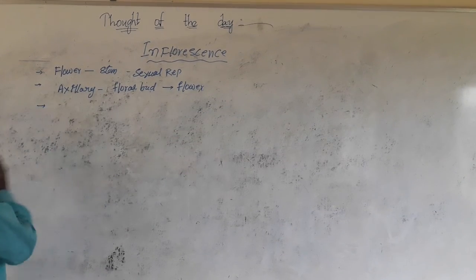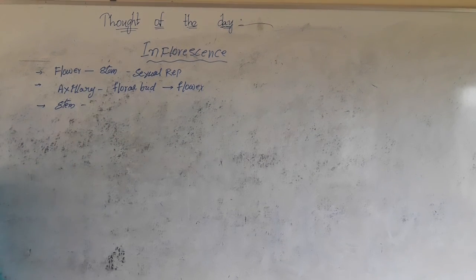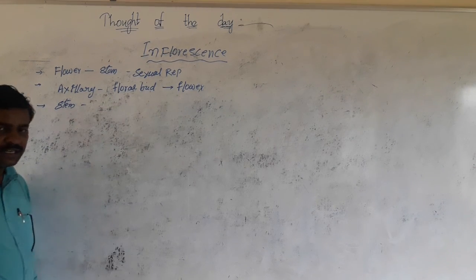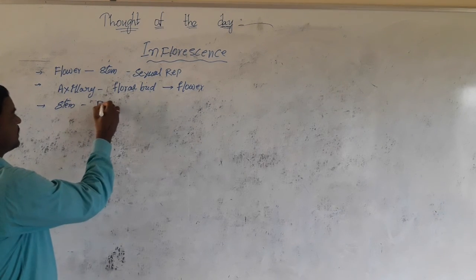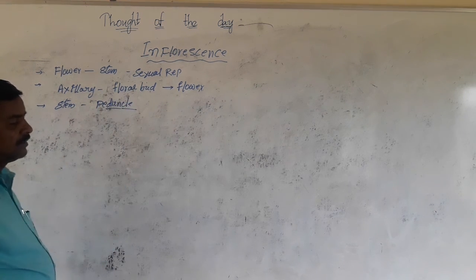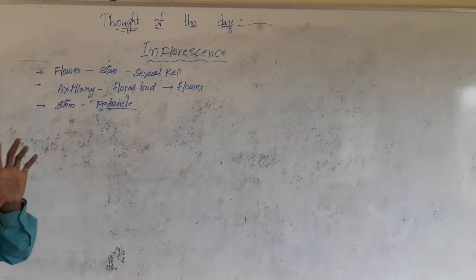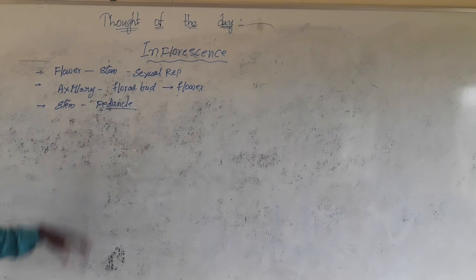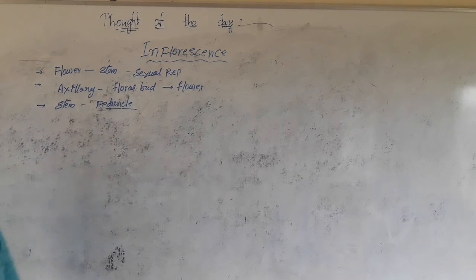Similarly, the modified stem that bears a group of flowers, such a modified stem is considered as peduncle. This is called peduncle. This is also, just like flower, a modified stem, but it contains a group of flowers. So the modified stem that bears a group of flowers is considered as peduncle. For example, this is the peduncle, modified stem.